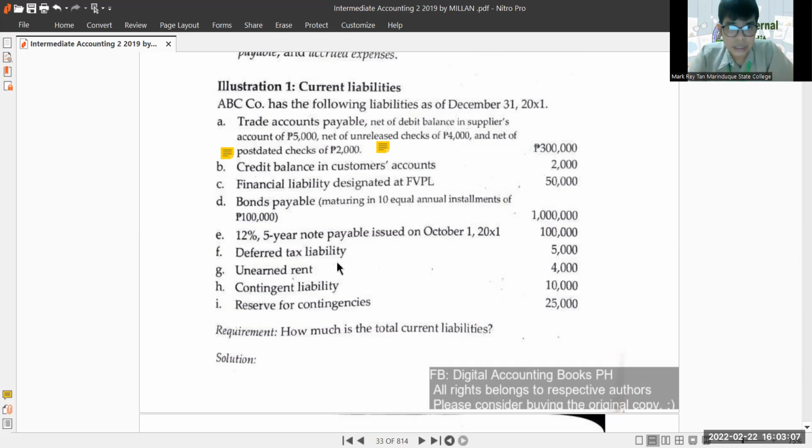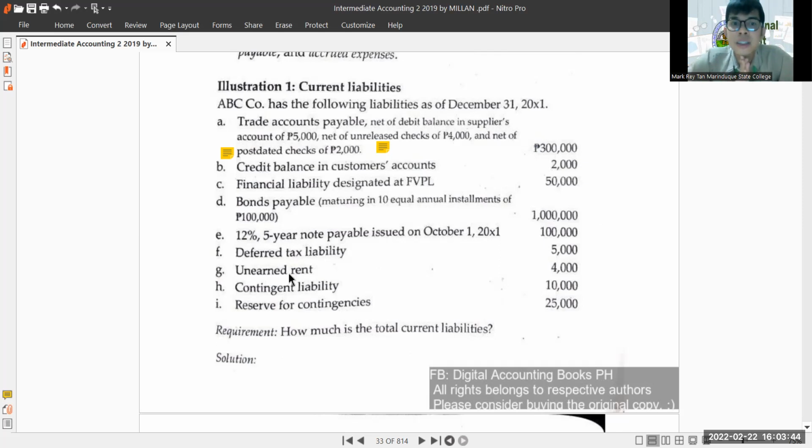So we have here deferred tax liability. Pag nakakita kayo ng mga term na deferred tax liability tsaka deferred tax asset, mga non-current yan. Okay. Letter G, unearned rent. So ano yung unearned rent? It is also part of the adjusting entries. Anong ibig sabihin ng unearned rent? This is unearned rent revenue. Though unearned rent na yung nakalagay dyan, understood na yan, kasi nga, list of liabilities to.